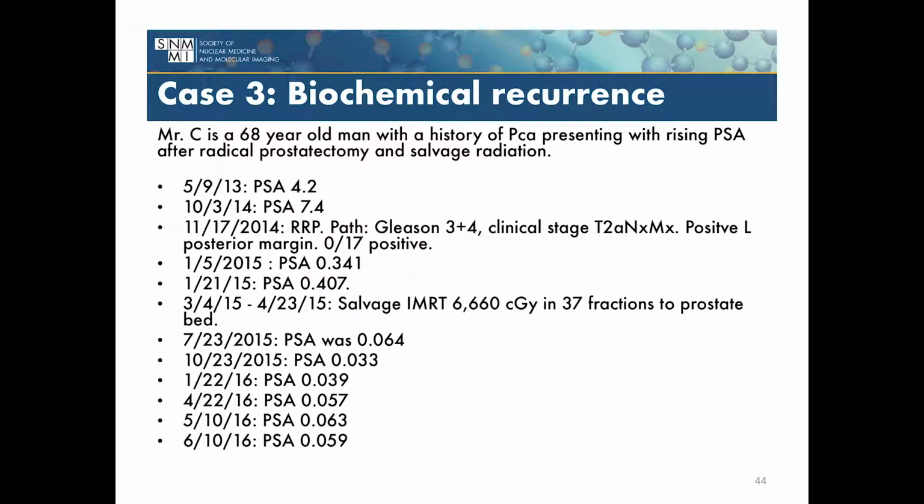So here's another biochemical recurrence example. This is a 68-year-old man, history of prostate cancer, rising PSA after radical prostatectomy. Here's a little more detail. This guy had a radical prostatectomy, Gleason 3+4 tumor, had a positive posterior margin, no positive lymph nodes. David, at PSA 4.2, would you have had some action on that gentleman before it went to 7.4? Because I know you were advocating for maybe 0.5 as a PSA that might be reasonable for a surgical intervention.